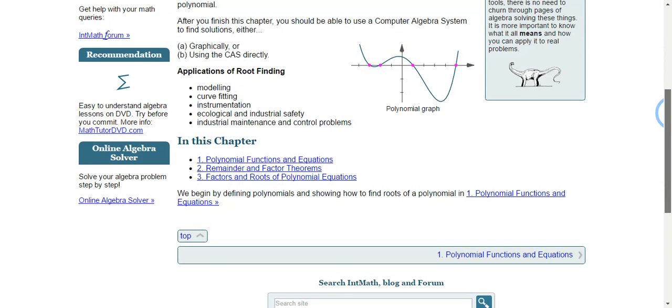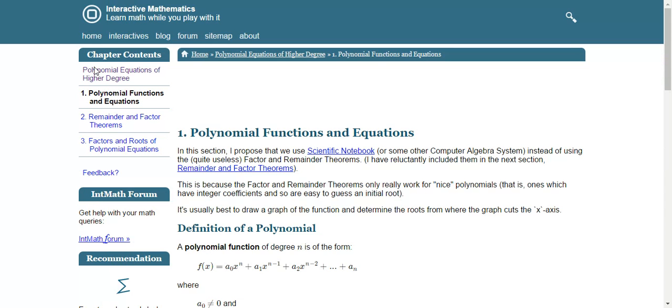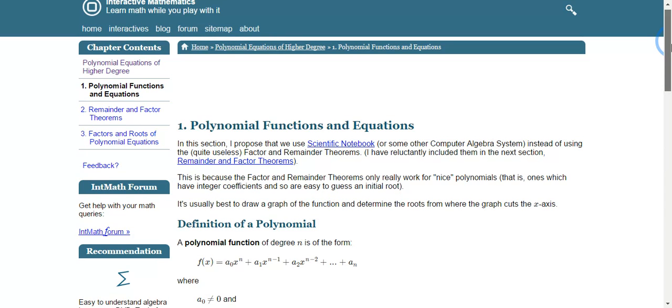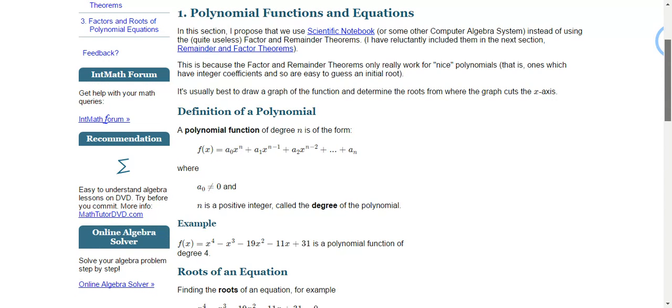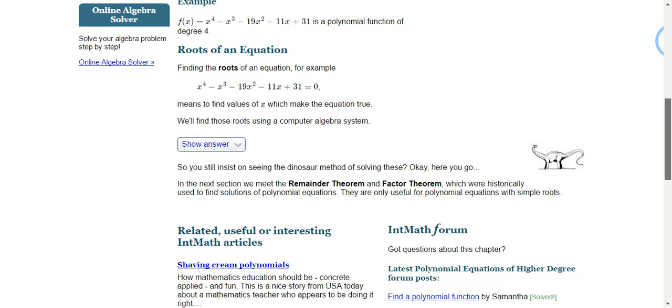Differential equations, I think, are very difficult, or sorry, not differential, different class. Polynomial equations are definitely difficult to understand. Let's just go up here to the first one. Here's some examples. Roots of the equation tells you, find the roots of an equation, for example. Means to find values of x which make the equation true. We'll find those roots using a computer algebra system.